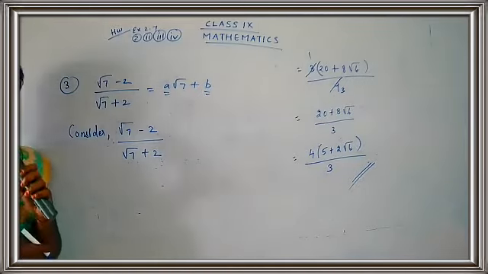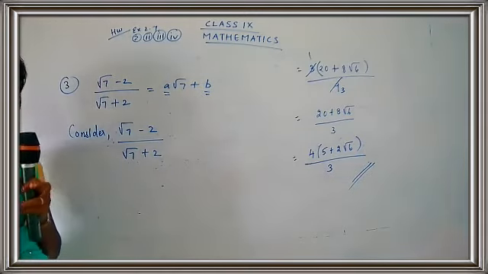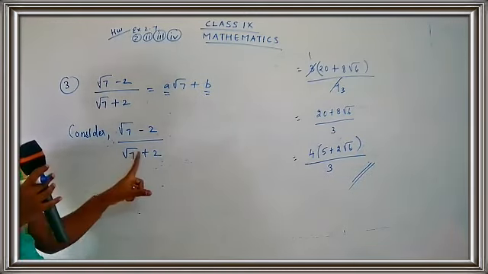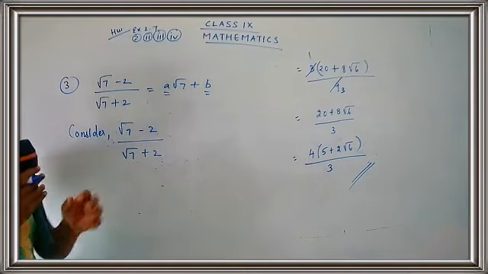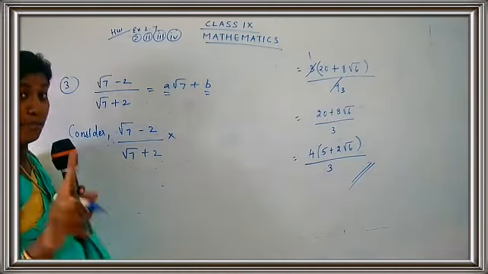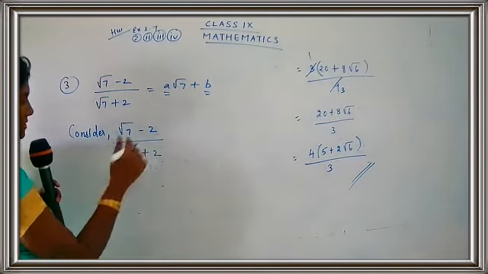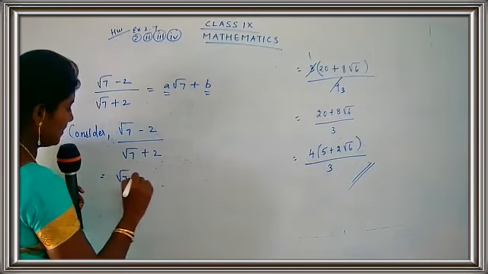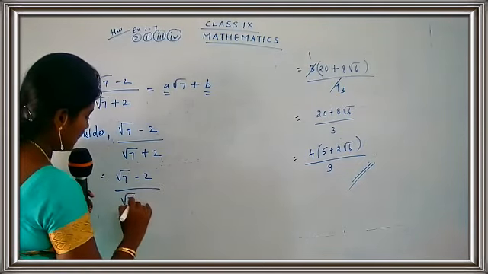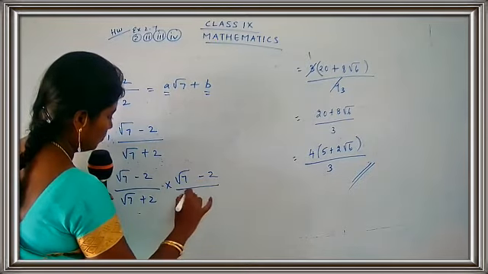We are just going to take the conjugate of the denominator. What is the denominator here? Root 7 plus 2. So what is the conjugate? The plus sign will change into minus sign. That's the difference. You are going to multiply and divide by it. So this is equal to root 7 minus 2 upon root 7 plus 2 into root 7 minus 2 upon root 7 minus 2.